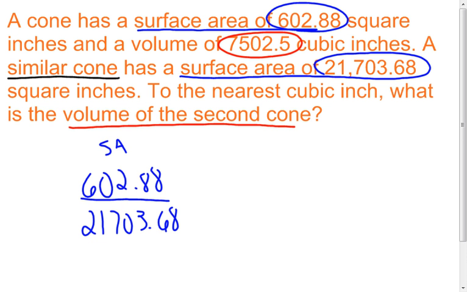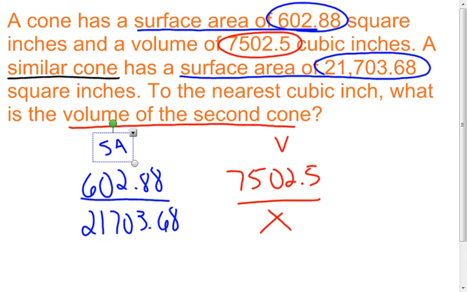And then I also have a ratio. Now, it's very important to keep this in the same order that you did the first one, so it looks like I did smaller over bigger, or first over second. So I'm going to do 7,002.5 over, I don't know the volume of my second one there. And remember, that's a volume ratio. Now, I have these two ratios. Again, surface area ratio does not equal volume ratio, so I can't put an equal sign in there yet.